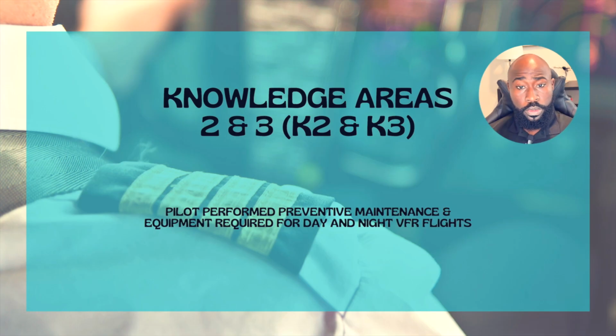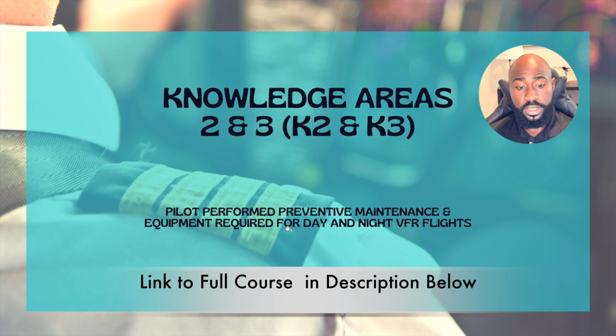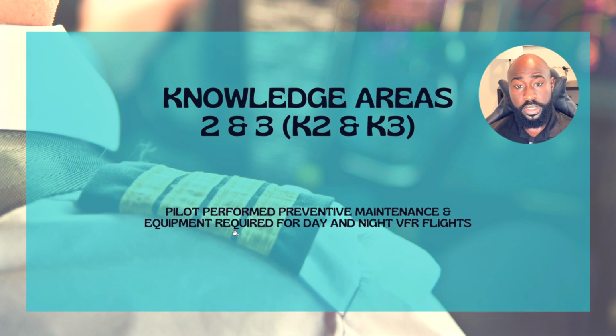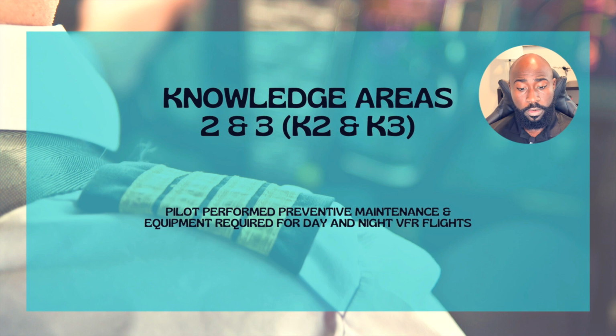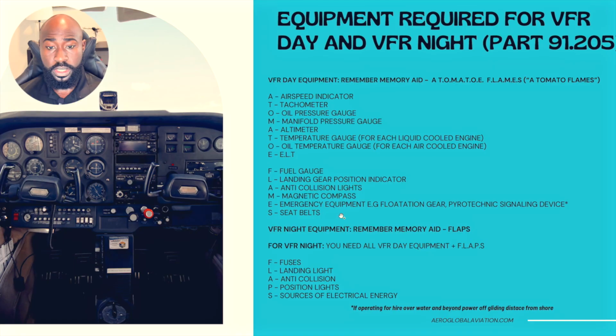And now we move into knowledge areas 2 and 3. Knowledge areas 2 and 3 basically cover pilot-performed preventive maintenance and the equipment required for day and night VFR flights. The major thing we're going to focus on in this area is the equipment required for day and night VFR flights, because those are the most important items you need to be aware of. With that being said, you do not want to totally ignore pilot-performed preventive maintenance. It's there to let you know there are some maintenance items you can do on the aircraft yourself as a pilot, without taking it to a mechanic. So you need to study up on that as well and understand the related concepts.